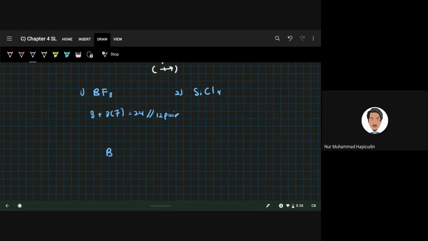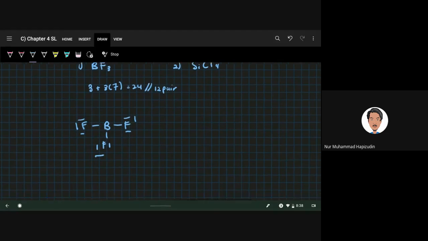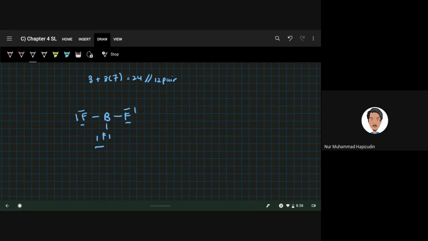So B. Okay, F. Okay, so complete the lone pairs. Cukup tak 12? 3, 6, 9, 12. Okay, this is boron fluoride. So boron fluoride has 3 terminal atoms.